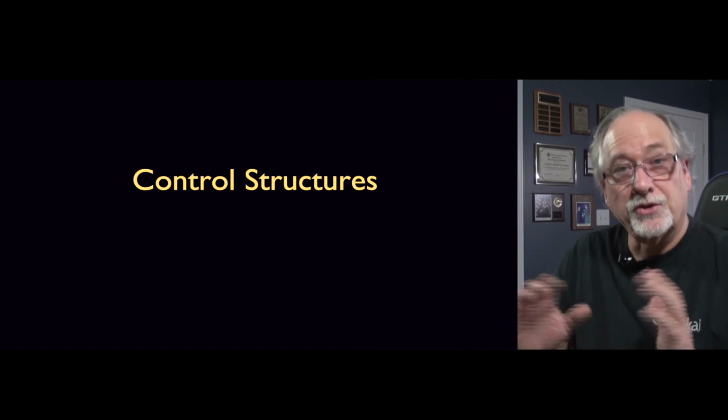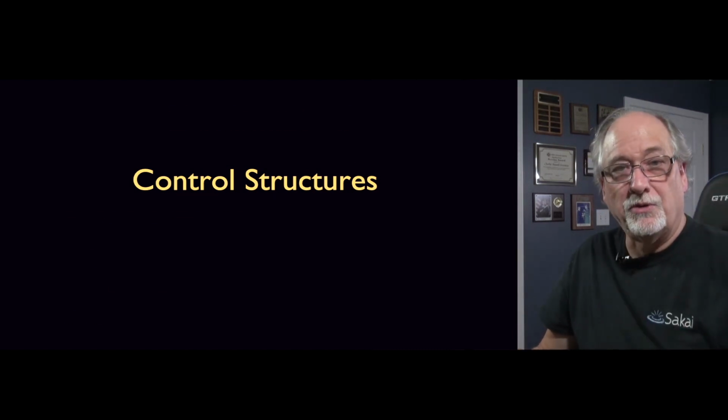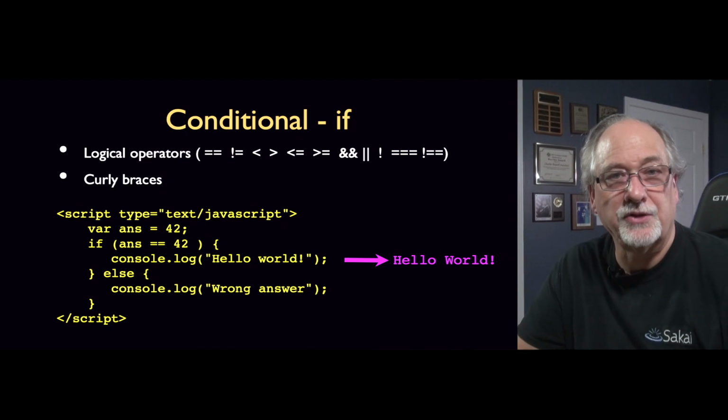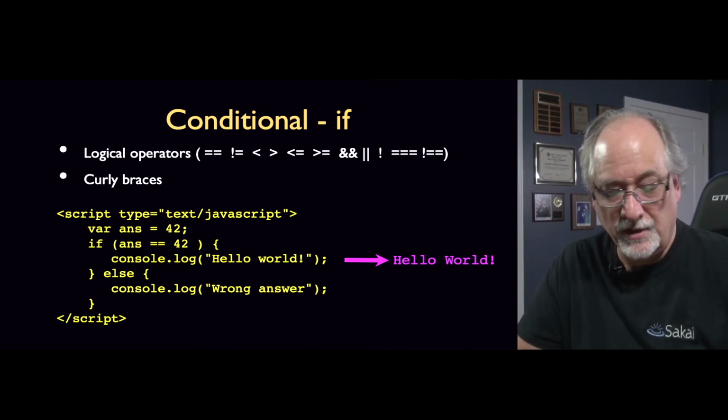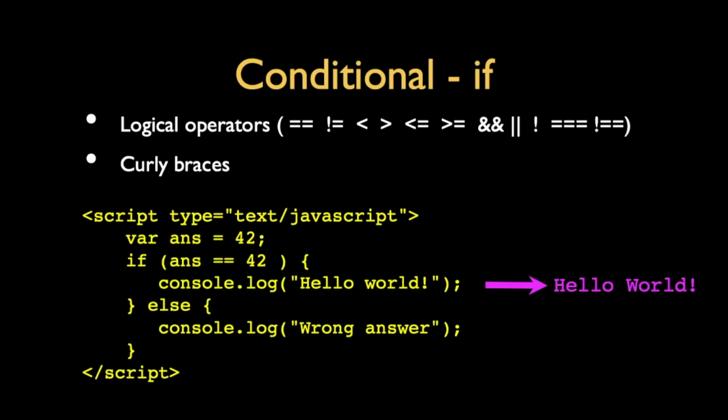Now let's talk about control structures, logic, loops, and all that kind of stuff. So the first kind of control structure we're going to deal with is an if statement. And every language has an if statement. We have a whole bunch of logical operators that we just got done talking about.